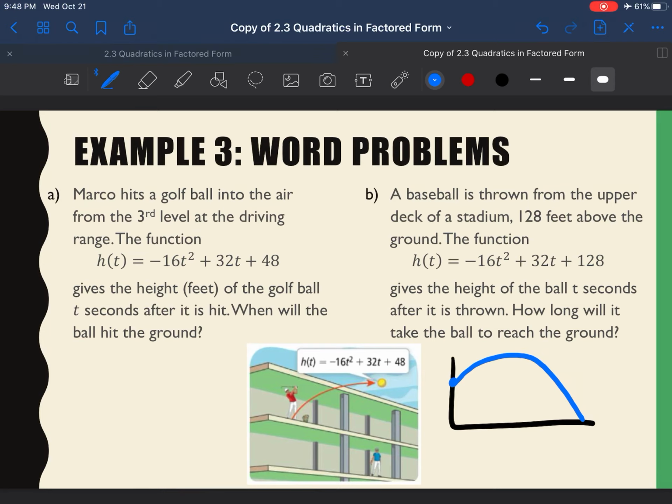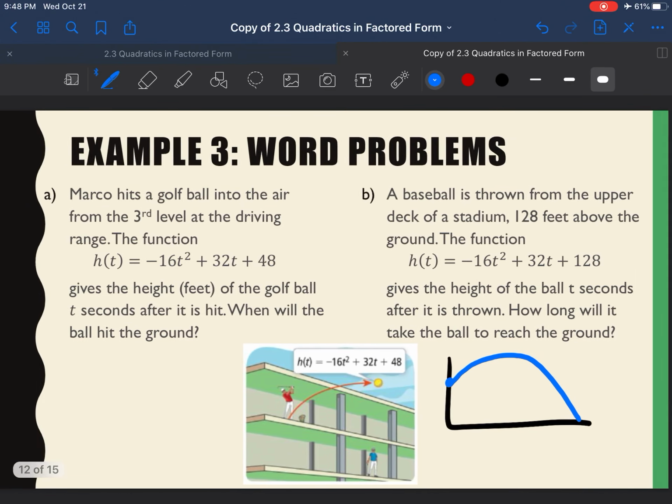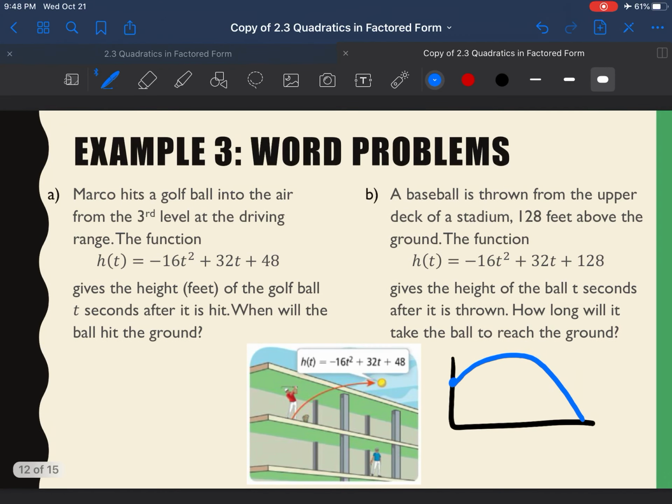Now, the question is asking you when will the ball hit the ground. By asking you when the ball will hit the ground, what it's looking for is the x-intercept down there, or when the height is equal to 0. So if we want to know when the height is equal to 0, then we need to take the problem that you're given and set it equal to 0 and solve it. So we're going to do that. We'll take this problem, set it equal to 0, and then factor in order to solve it.